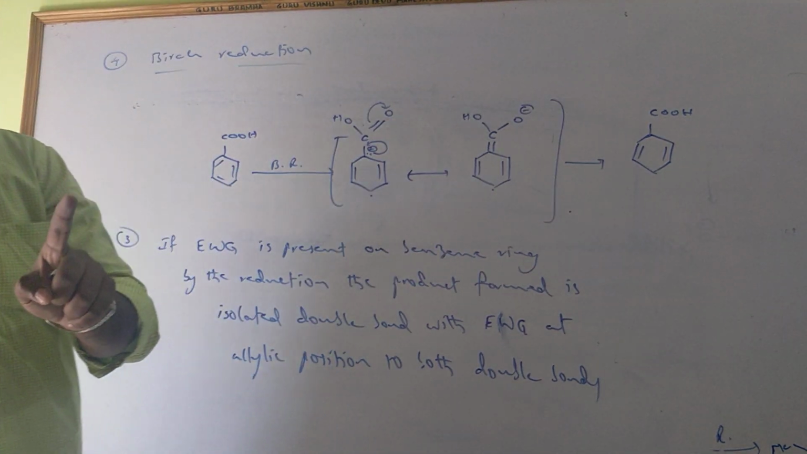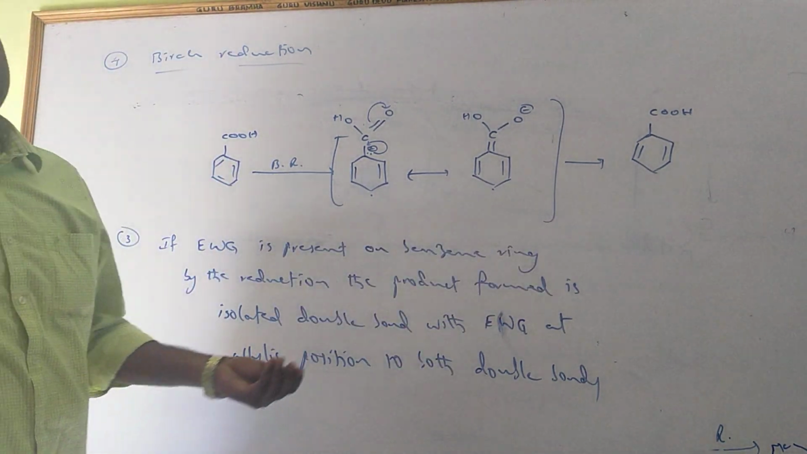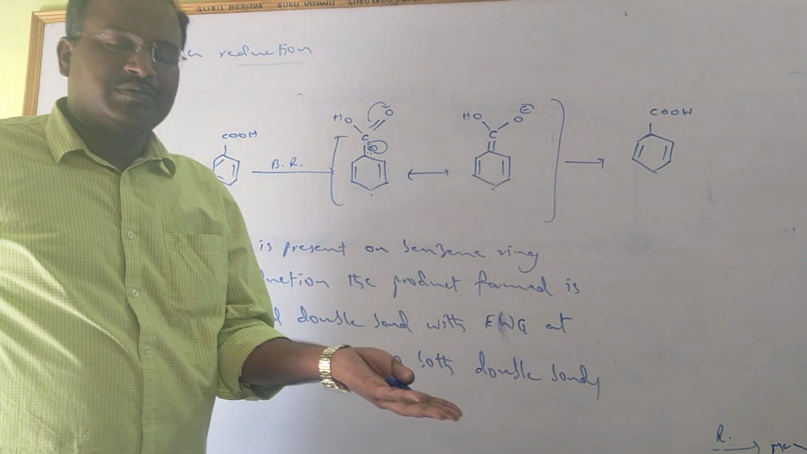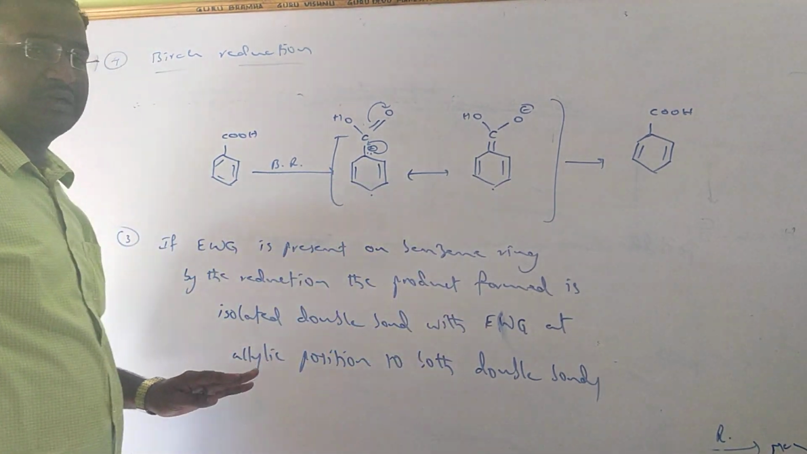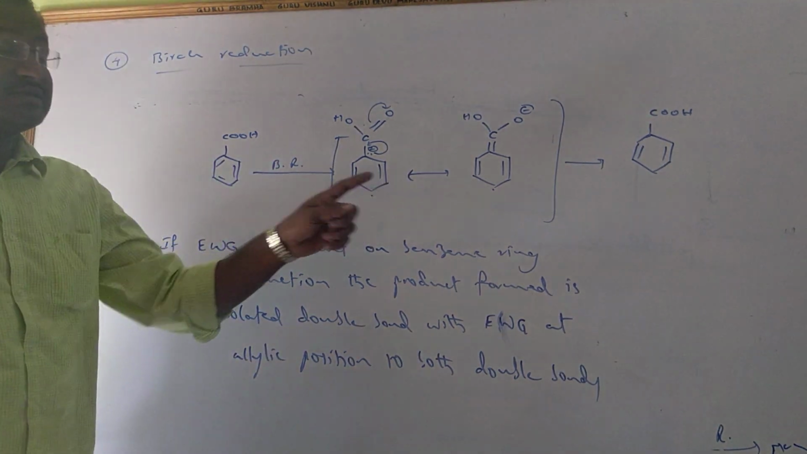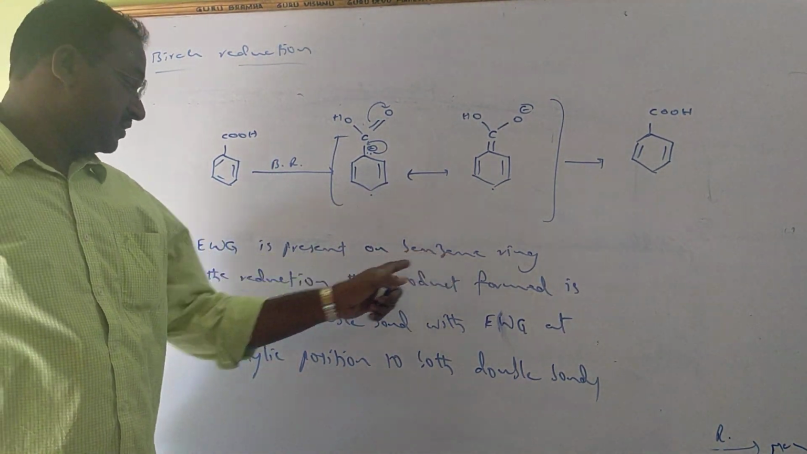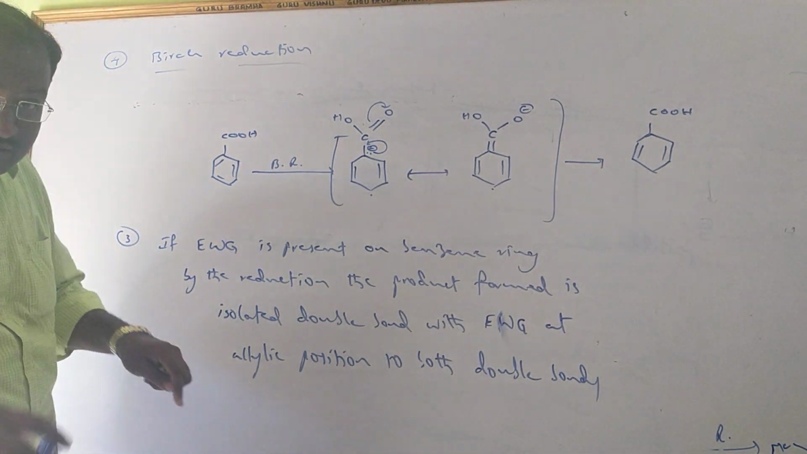This variation is important. Everybody knows what the reduction is. Sodium in the presence of liquid ammonia, reduction takes place. Everybody knows it is anti-addition, just an extra thing. But these things are important. If an electron withdrawing group is present on the benzene ring, it takes place like this.